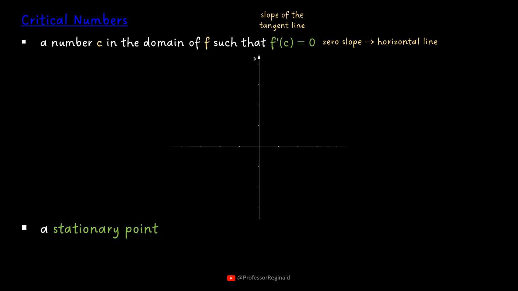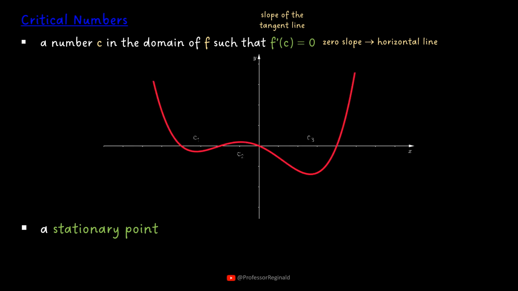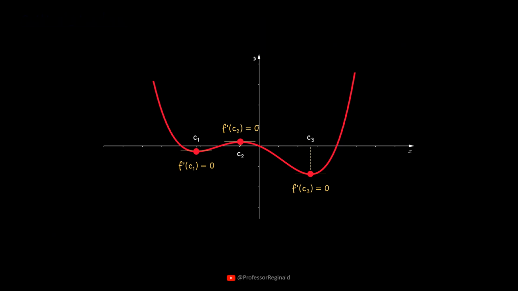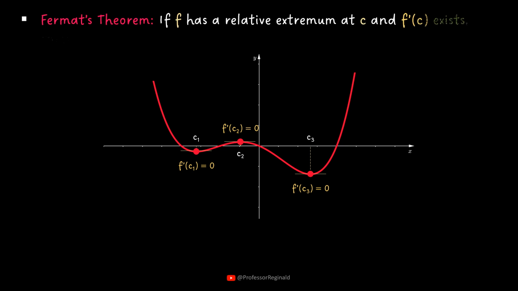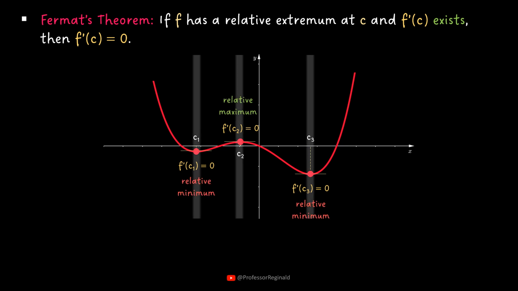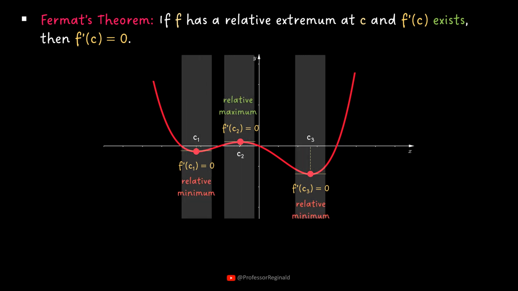Consider the following graph of a function. A critical number leads to a point where the tangent line is horizontal. A theorem about critical numbers is given by Fermat's theorem. It says that if a function has a relative extremum at a number and the derivative at that number exists, it must be that the derivative is equal to 0. Simply stated, if a function has a relative extremum at a number, then that number is a critical number of the function.